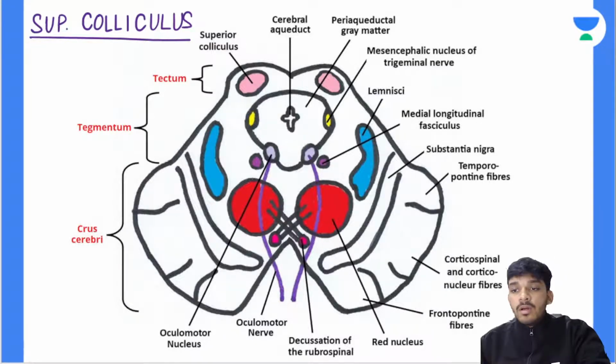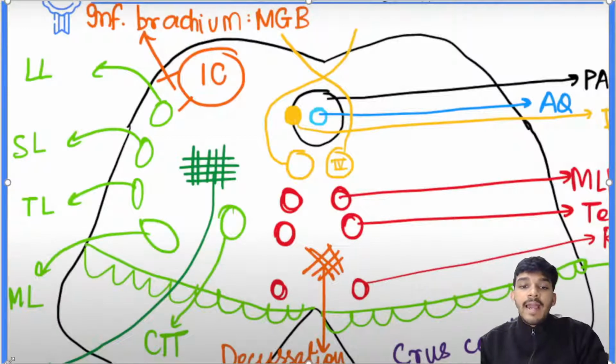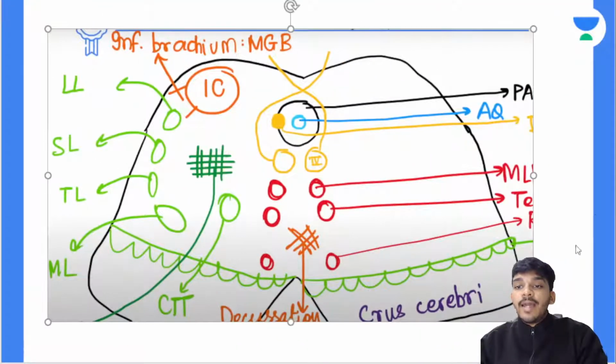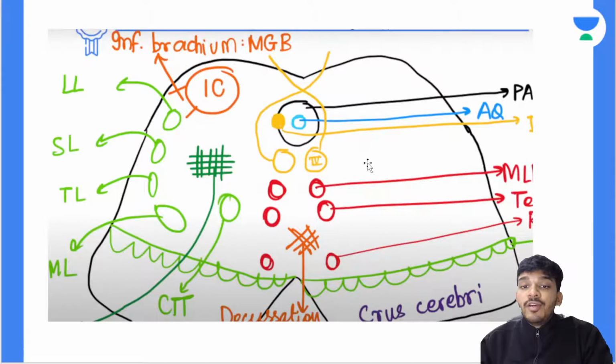This is a different presentation, so I don't have that section here right now. I can insert it. Okay. So this was the diagram that we had drawn yesterday. This was the diagram that we had drawn yesterday for the inferior colliculus.